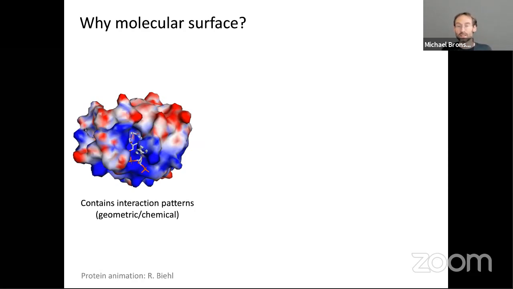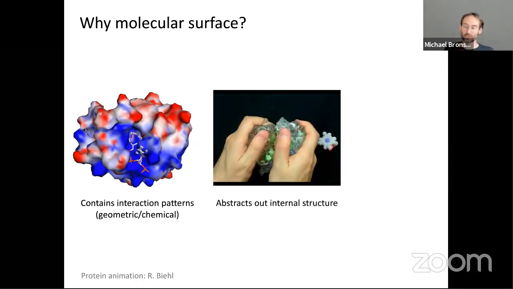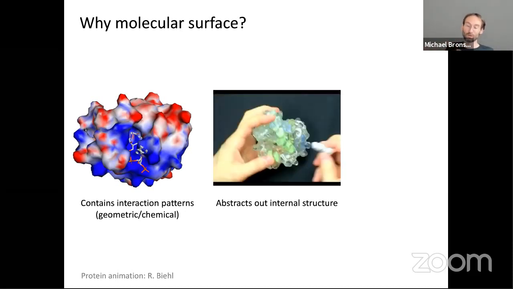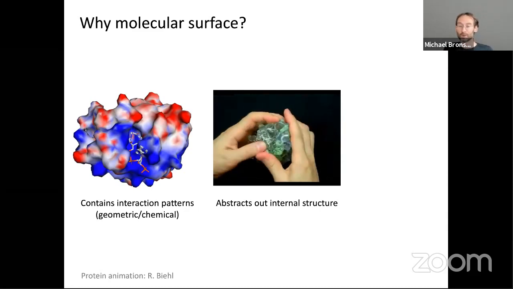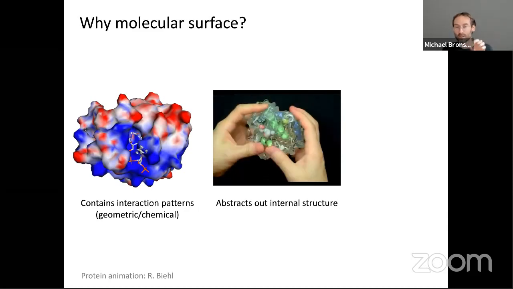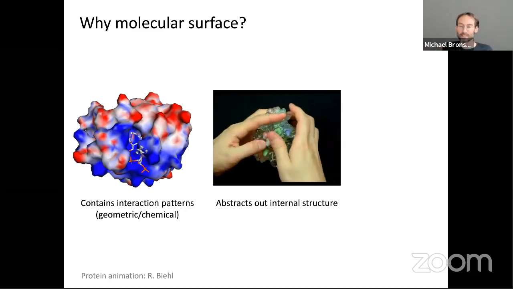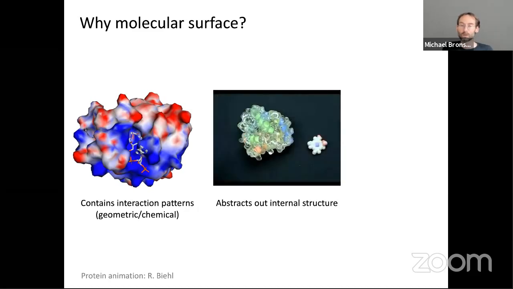Now, the second thing is that this representation allows us to abstract out the internal structure. And I think this is a cool video that shows a physical model of a protein. You see a lot of complex stuff, these helixes inside, but what matters for binding this small molecule that fits inside the pocket is just the external surface. What happens inside, all this internal stuff, is of no meaning at all.